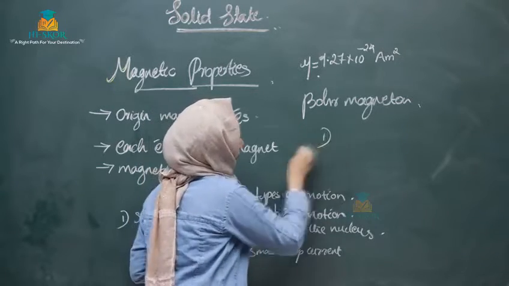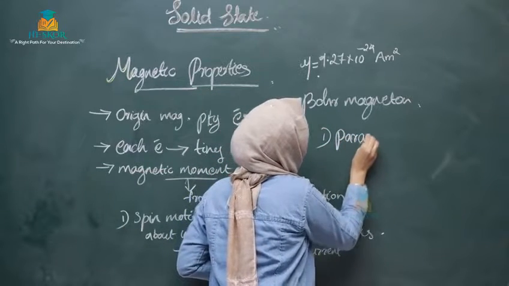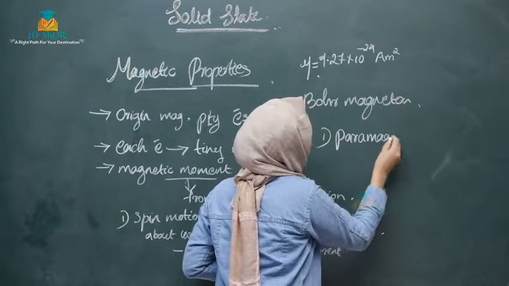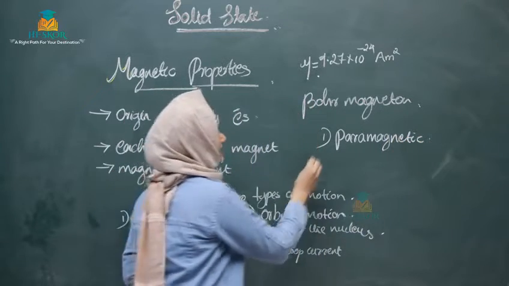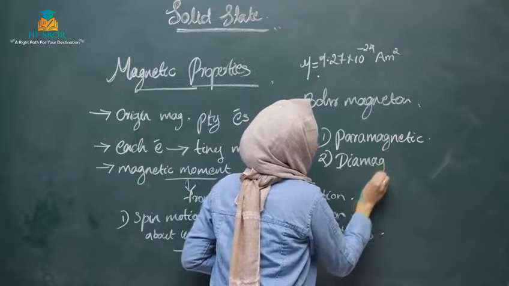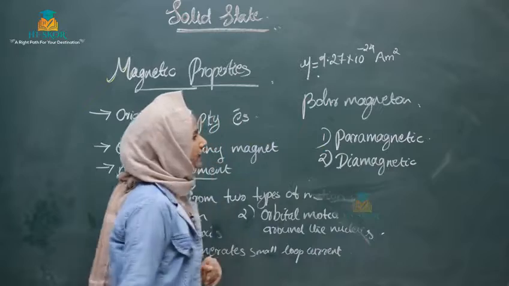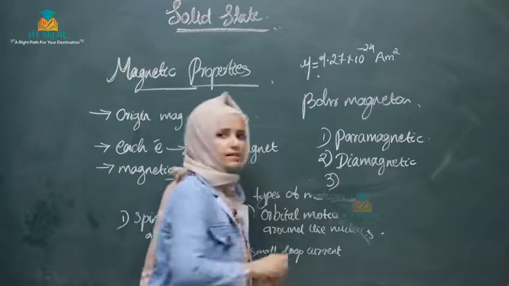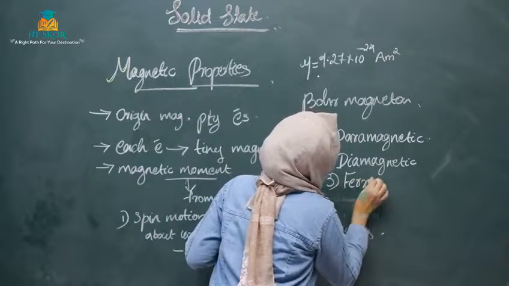Which are they? First one is paramagnetic substances. Second category is diamagnetic. And third one is ferromagnetic.